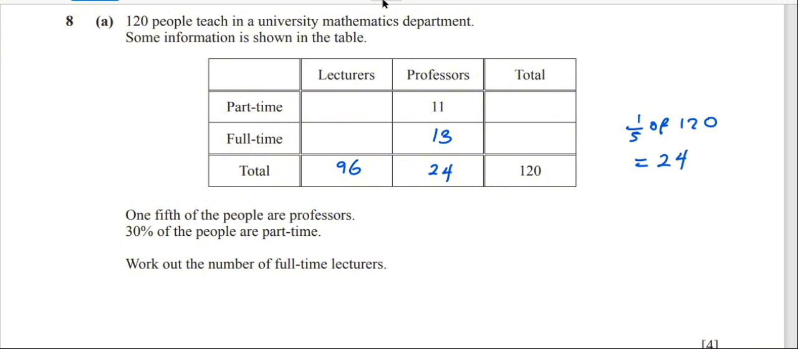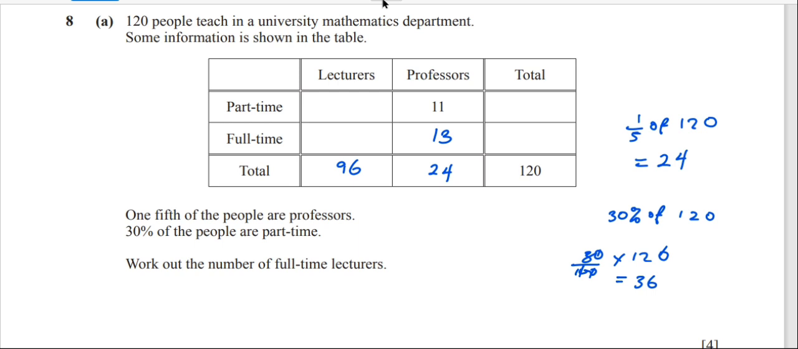Then we look at another piece of information given to us there. 30% of the people are part-time. So the total number of people working here, they are part-time. Okay, so let's get that total. 30% of 120, that will give us 30 over 100 times 120. So 3 times 12, that will give us 36. So a total of 36 work part-time.